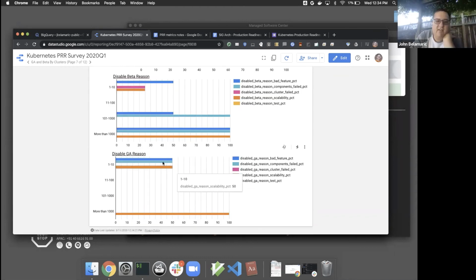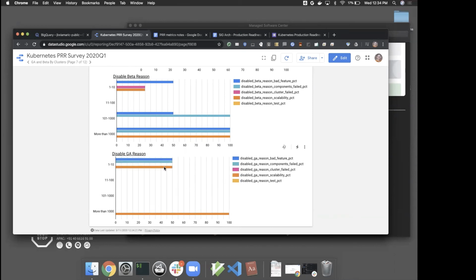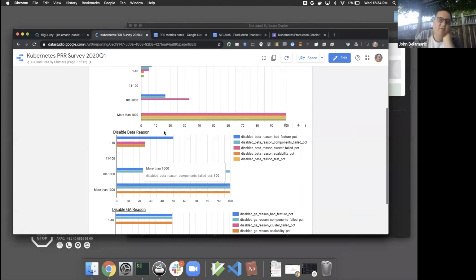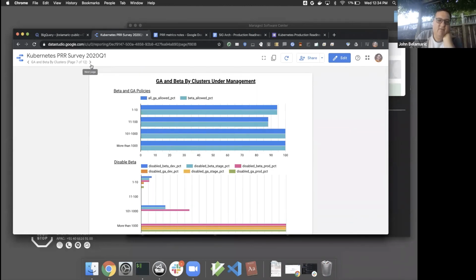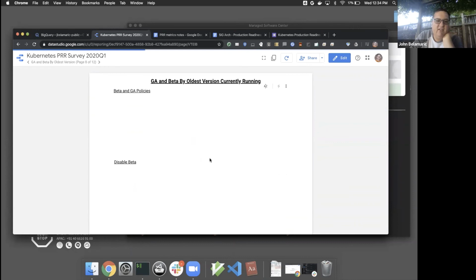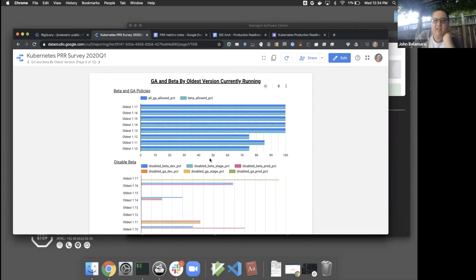Look at, interestingly, this small group is just, wow, one person probably. So, yeah, exactly. I think nobody knows how to disable a GA feature, right? Because they're not feature gates in general, right? So I don't know how to disable a GA feature.